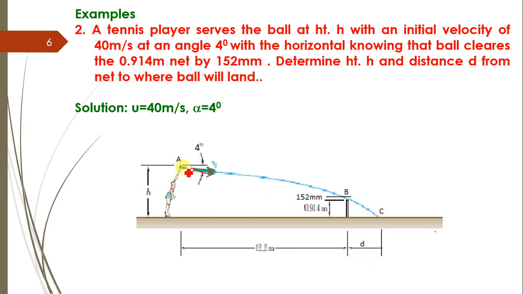So here there are 3 points. A is the point of projection, B is the point at which the ball clears the net, and C is the point of landing. The horizontal displacement between A to B is given as 12.2 meter and B to C is given as small d, and we have to determine the height h with which the tennis player serves the ball and the horizontal distance d at which the ball will land. As it involves vertical and horizontal motion, by using the trajectory equation we can easily solve this problem. So let's see.